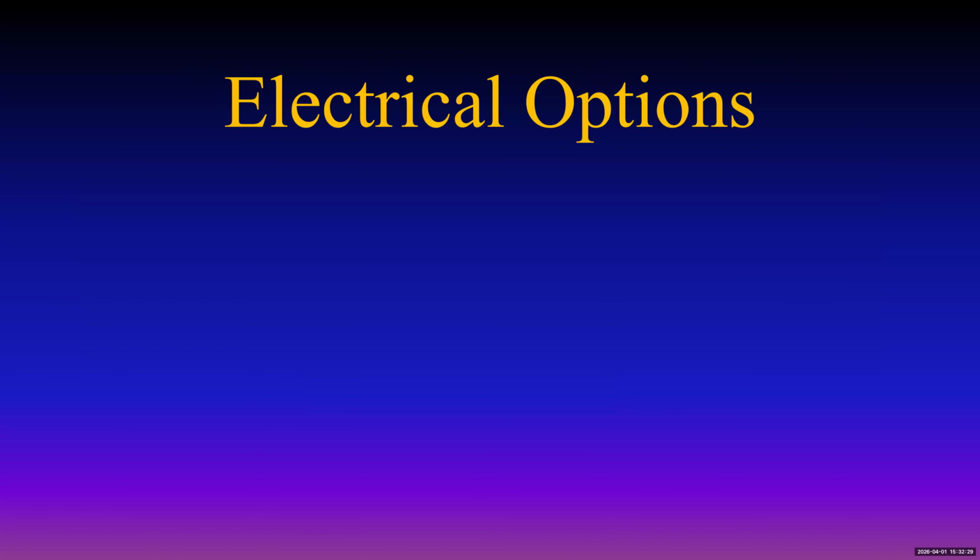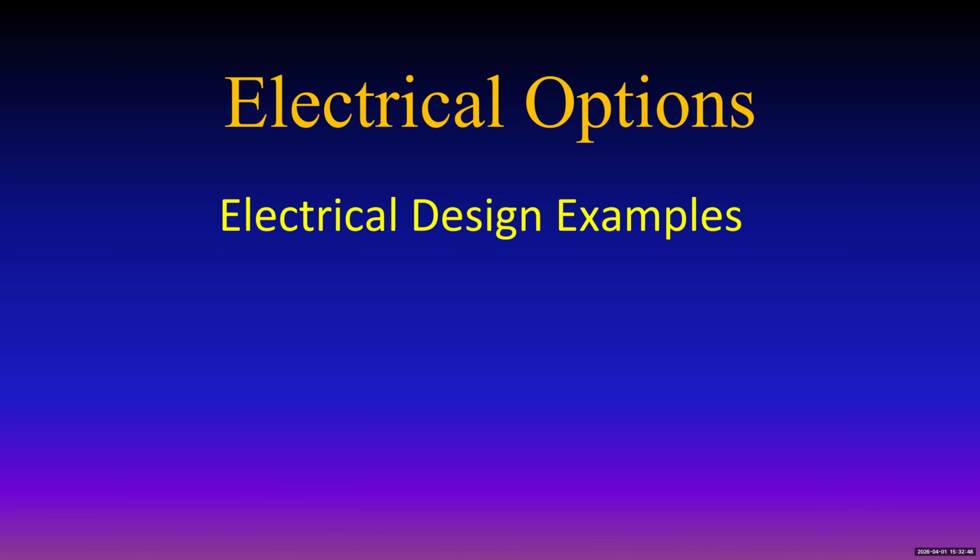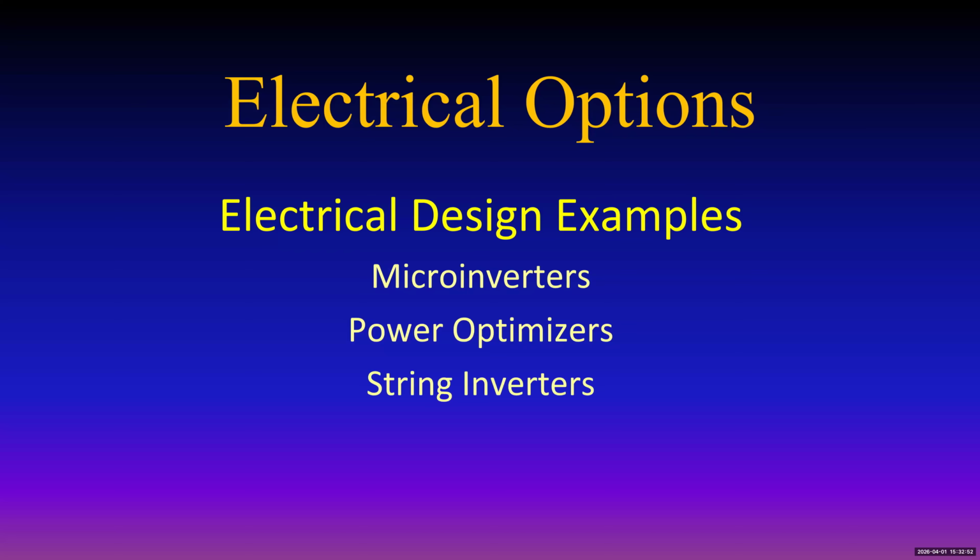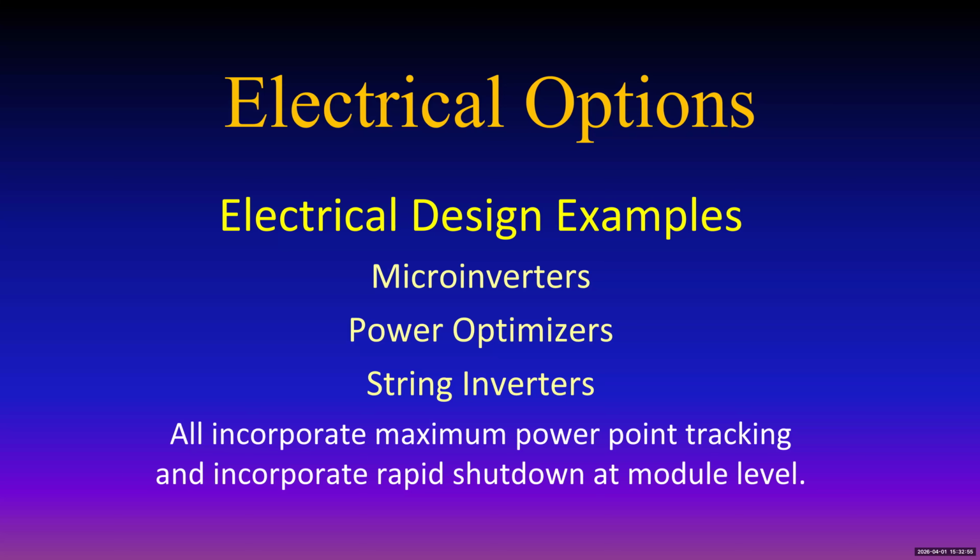Okay, so much for the structural part. Let's do electrical. And the electrical will go a little faster. There are not quite as many variables here. We're just going to do some designs based on the systems we had looked at earlier. So we'll do a microinverter design, a power optimizer, and a string inverter design. Every single one has maximum power point tracking, and every one incorporates rapid shutdown at the module level.